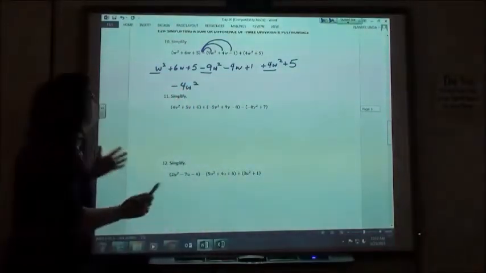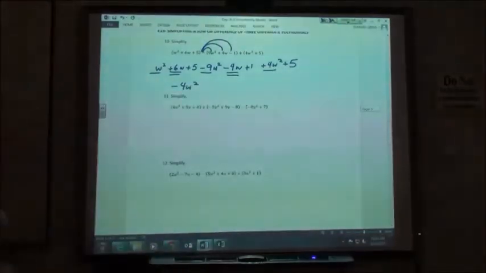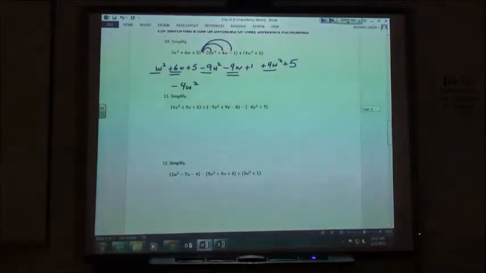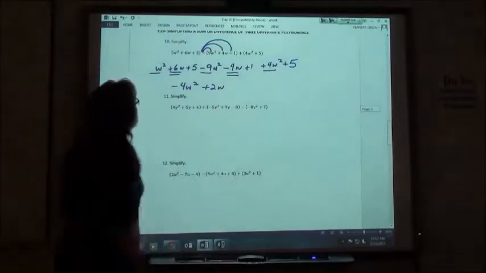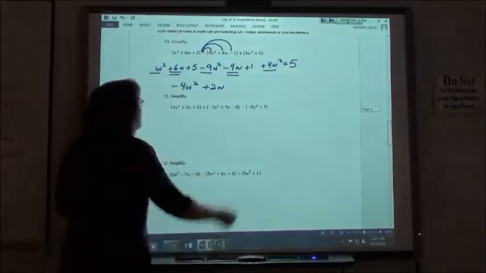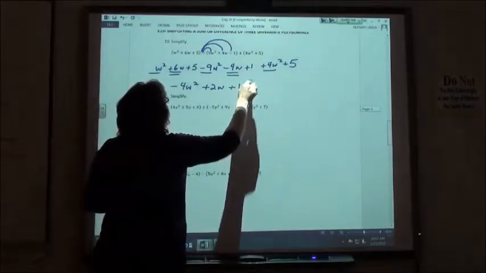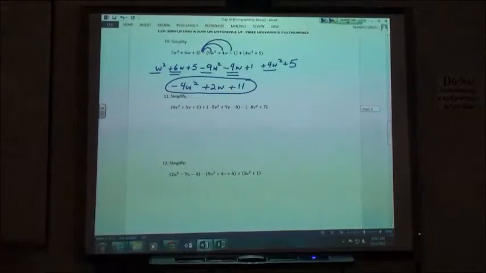And then I look for my plain W's. I have a 6W minus a 4W. Since the third term didn't have a plain W, 6W minus 4W would be plus 2W. And then my constant terms, I have a 5 plus a 1 plus another 5. Plus 11. So negative 4W squared plus 2W plus 11.